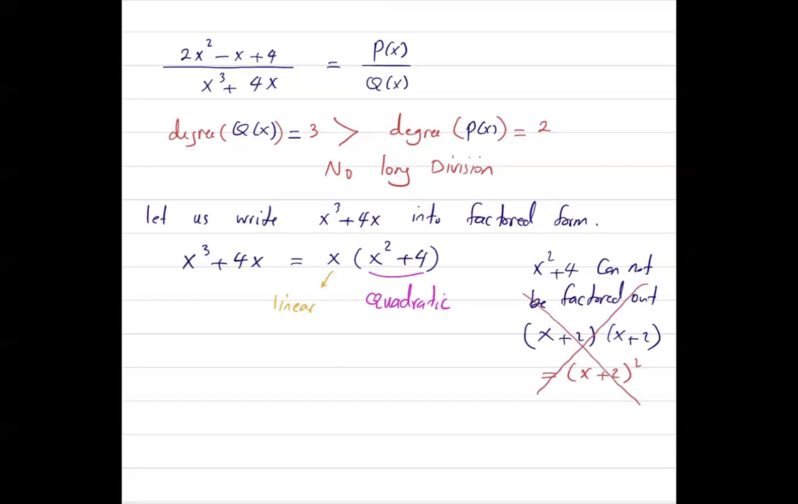If you take a look at the discriminant, b squared minus 4ac, for this quadratic expression, it is a negative value. Your b is equal to 0, minus 4 times 1 times 4, which is negative 16. It is negative, so you cannot write it in real factored form. So what should we do now?